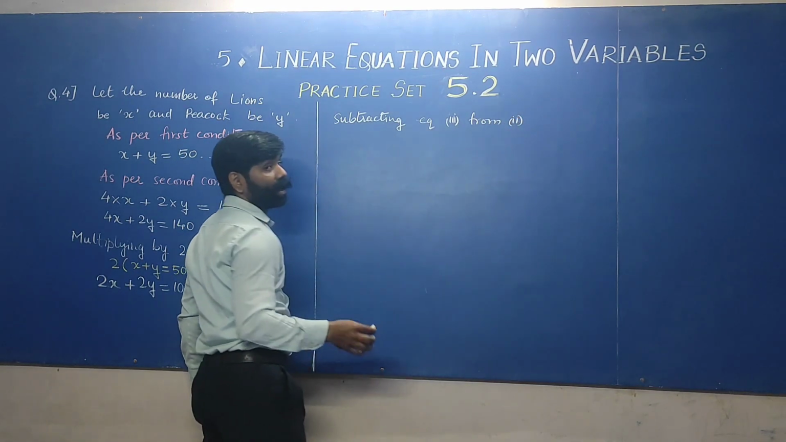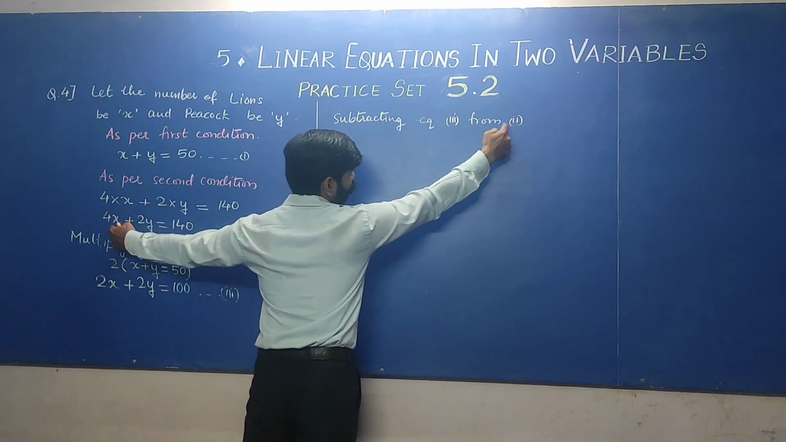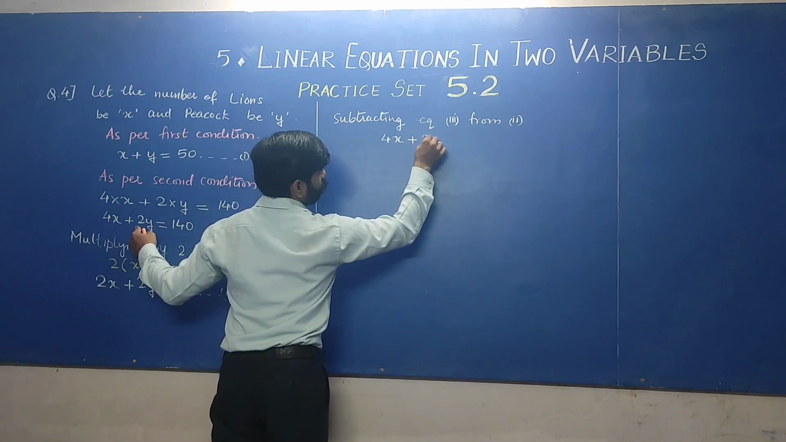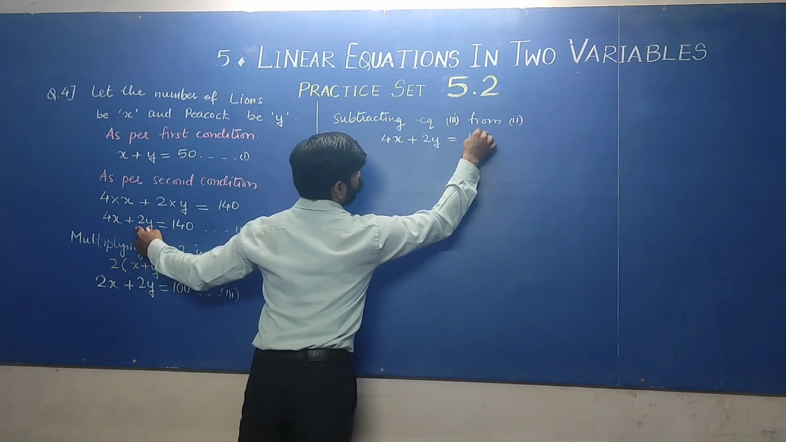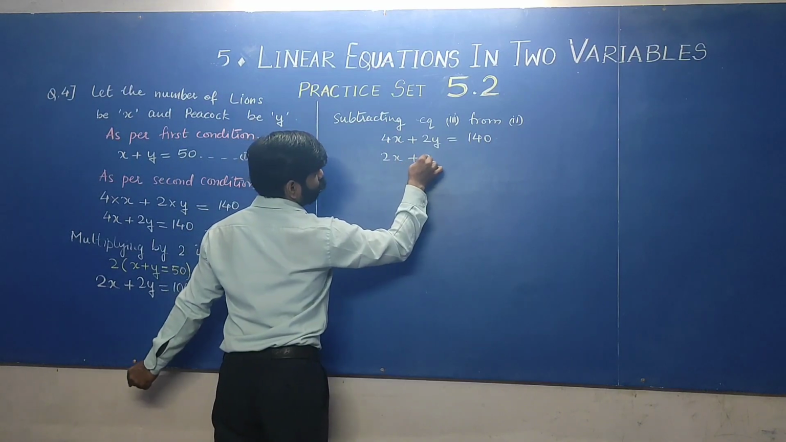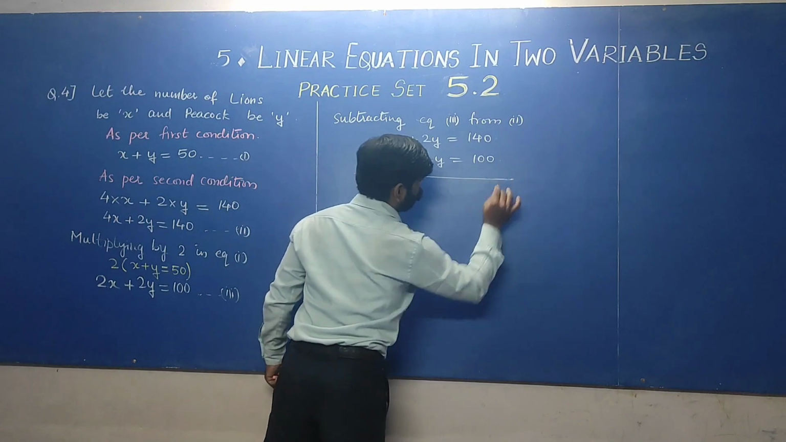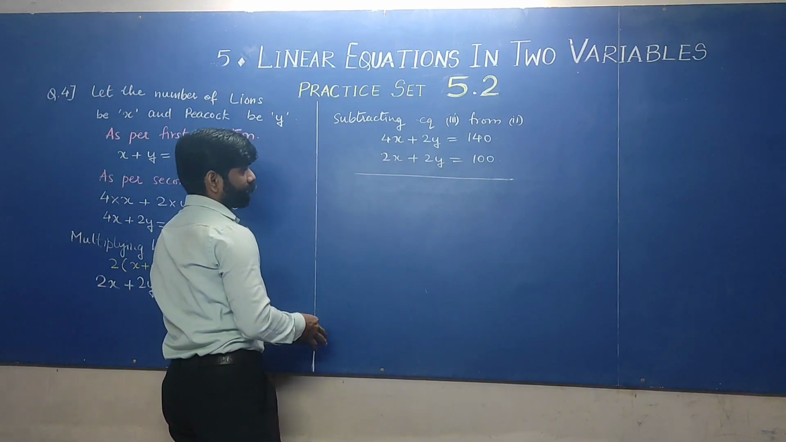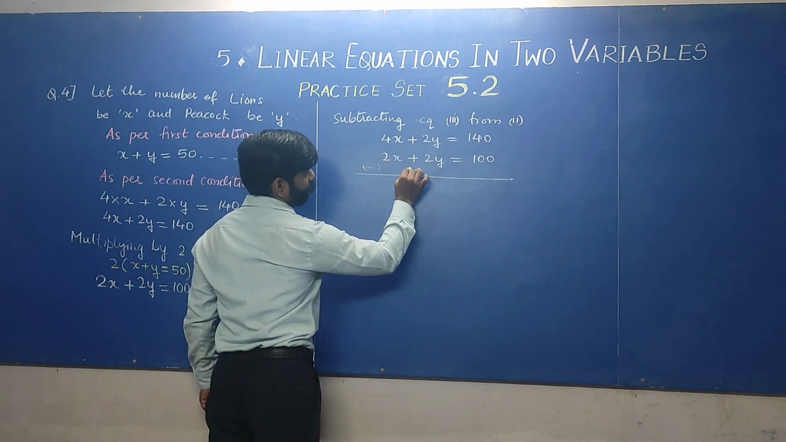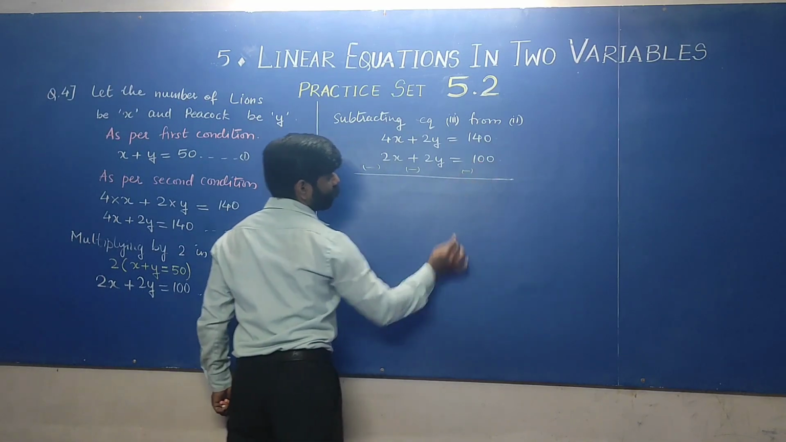Okay, students, you can write also. So first I will write equation number 2. As I am subtracting from 2, so I am writing equation number 2. Okay, plus 2y is equals to 140. And here I am writing 2x plus 2y is equals to 100. Now we are going to subtract, so sign will get changed. So let's see, this 2 is having plus sign, so it will become minus. This 2 is having plus sign, so it is also going to become minus. 100 is in plus, so it is also going to be minus.